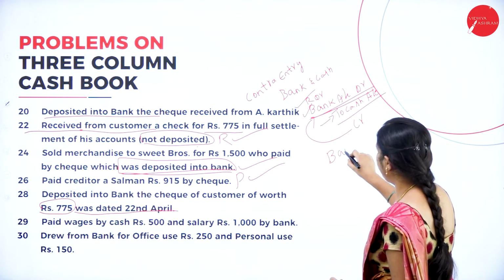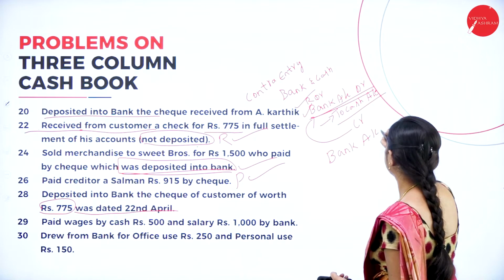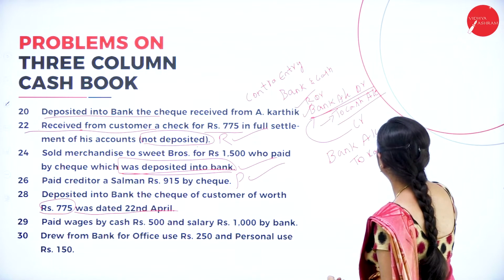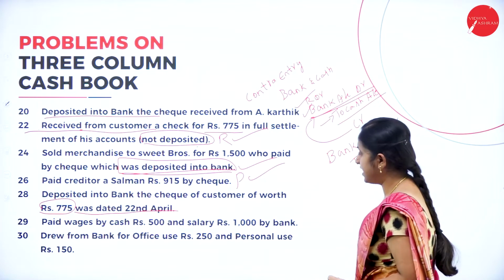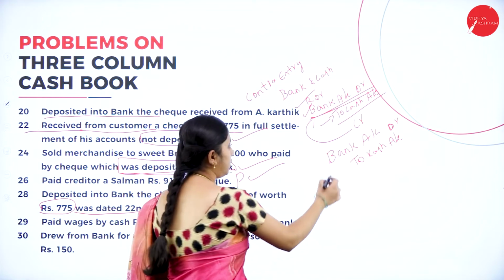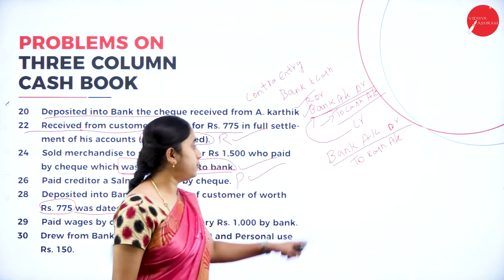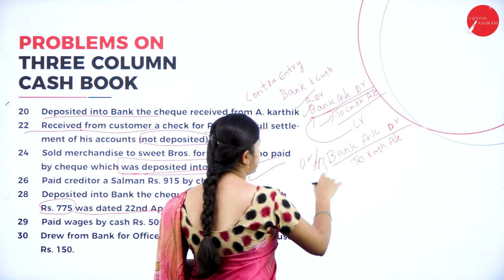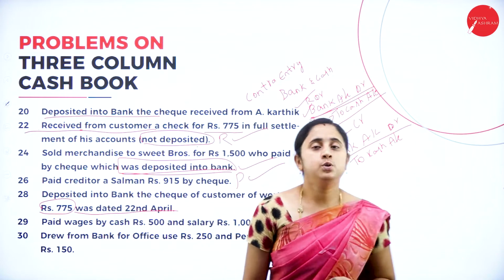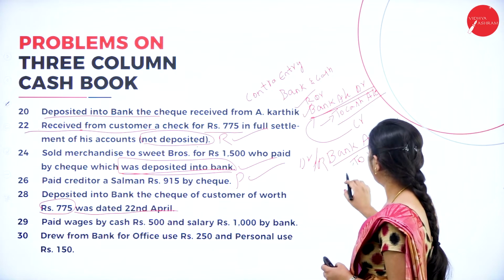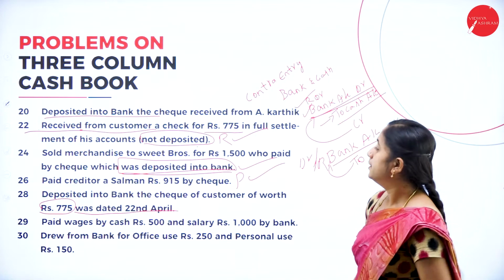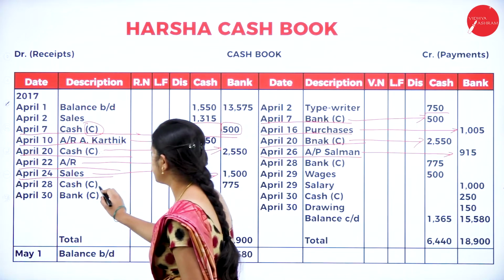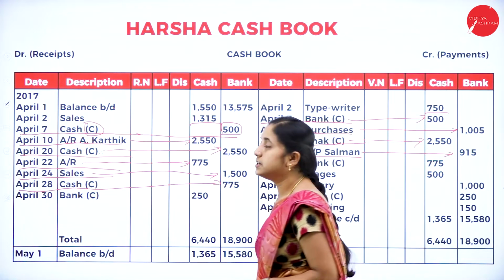Bank account debtor to cash account. Bank is the receiver of check. So first you need to record the bank transaction. Bank is debited, so write on the debit side or receipt side of the cash book, to cash account. The amount should be written in the bank column, on April 20th, to cash, 775.